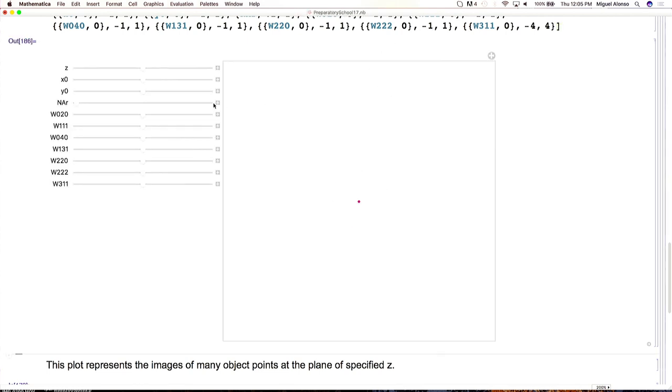However, if I add spherical, now I can see that even if I defocus, I don't fully correct that, because some circles of rays are moving in while others are moving out. The best I can do is choose this. After that, it starts getting big again. So there's a minimum confusion.